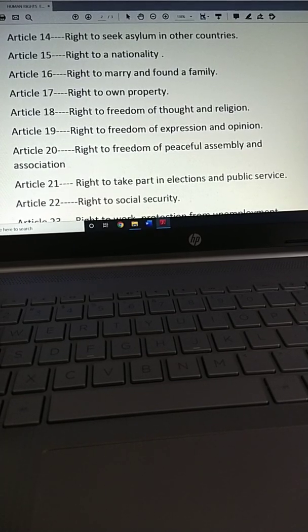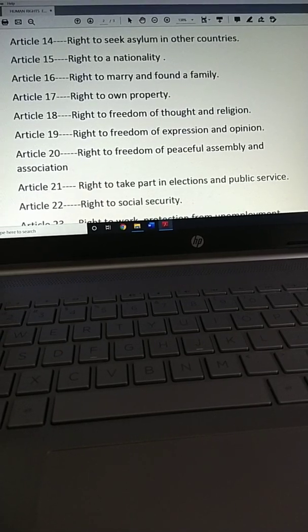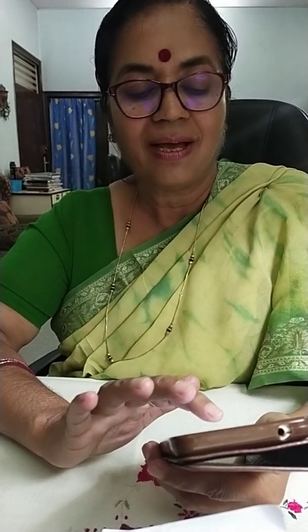Article 22 is right to social security. This social security is essential. It makes it the responsibility of the state to protect the welfare of its citizens, in form of old age pension or unemployment allowance, etc.